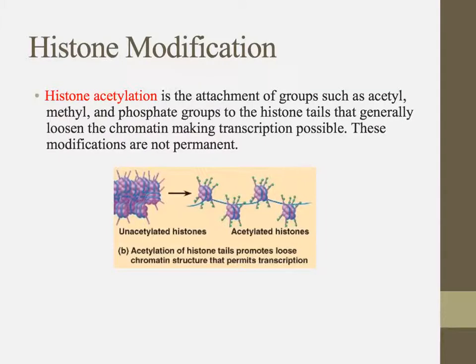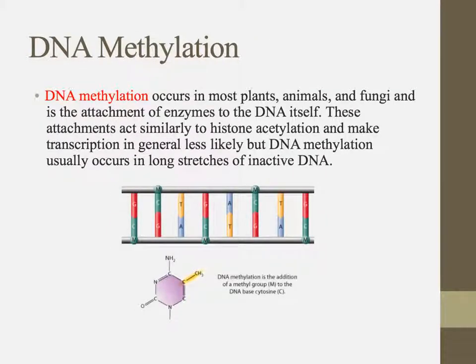expressed. And DNA methylation occurs mostly in plants and animals and fungi, and it's the attachment of enzymes to the DNA itself. These attachments act similarly to the histone acetylation and make transcription in general less likely. But DNA methylation occurs usually in long stretches of inactive DNA, such as the inactive X chromosome, and so forth. So you see here the methyl groups attaching to cytosine in the DNA structure.